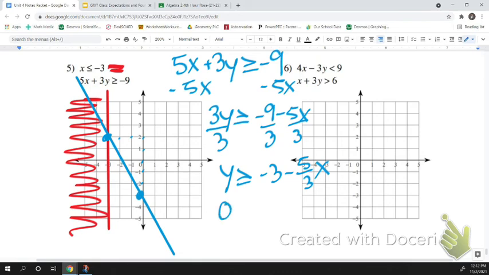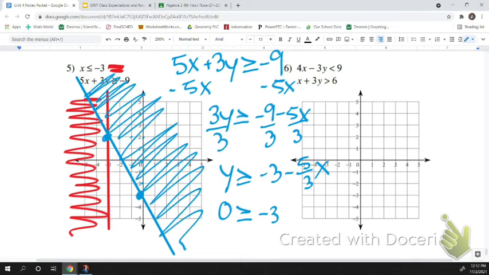And then we're just going to test a point. Is 0 greater than or equal to -3? Yes, that's true. So this double shaded region is this little sliver here. You can kind of see that.